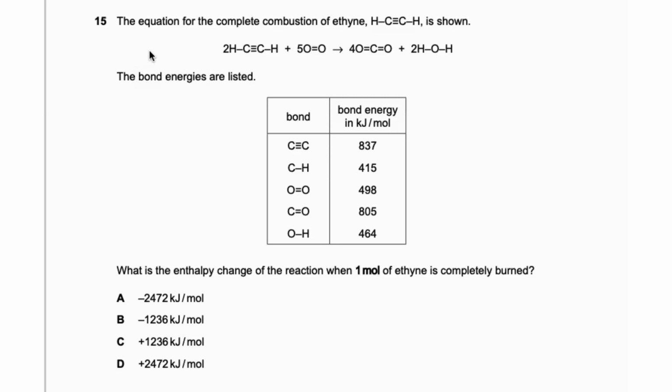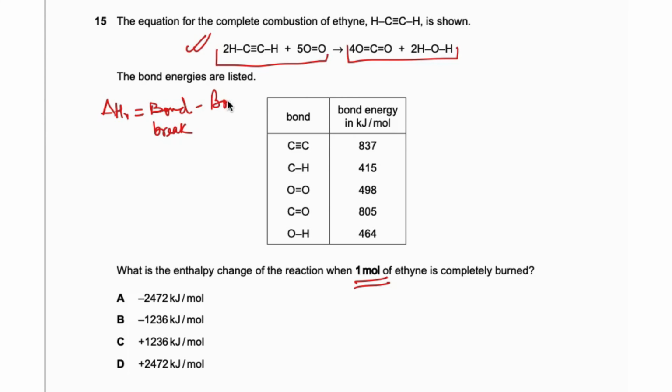Question number 15. The equation for the complete combustion of ethane is shown. The bond energies are listed. What is the enthalpy change of the reaction when 1 mole of ethane is completely burned? 1 mole of ethane. In the equation there are 2 moles of ethane. So we need to calculate the amount of energy needed to break these bonds and the amount of energy given out when these bonds are formed. Delta H of reaction is equal to bond breaking minus bond forming.